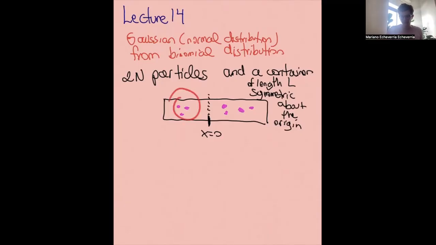In this configuration, I have three particles on the left side and four particles on the right side, right? So in this case I'm using an odd number. Just to make it even, now I have three and I have five, so now I have a total of eight. It's just more convenient to have an even number of particles in this case. So here I just have eight particles.